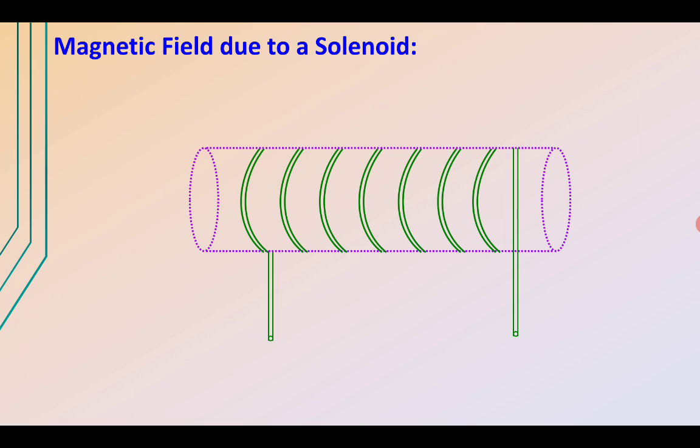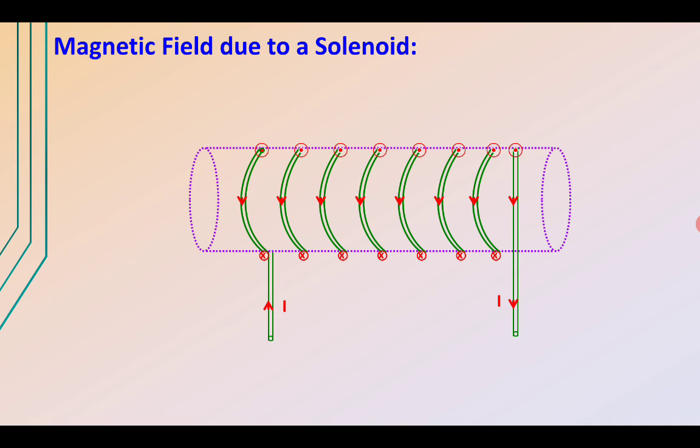Now if the current I is flowing through this solenoid, we can see that from one point the current is entering, from another point the current is emerging out, and with the current we are observing that a dot represents the direction of current or the magnetic field lines emerging at these points, and the cross represents the direction of field entering at these points, and this red arrow represents the direction of current.